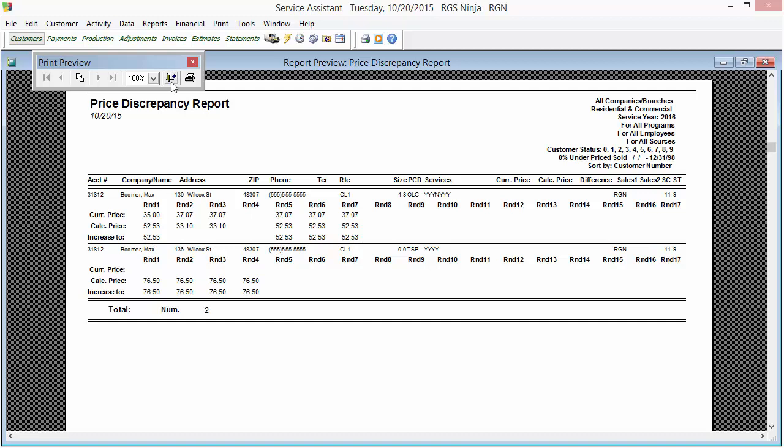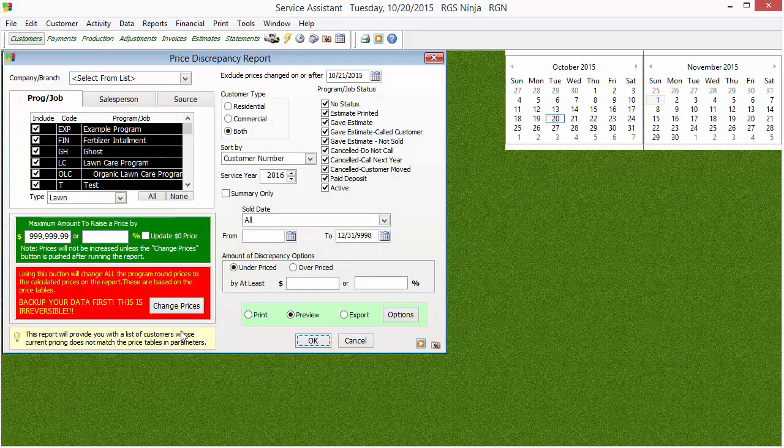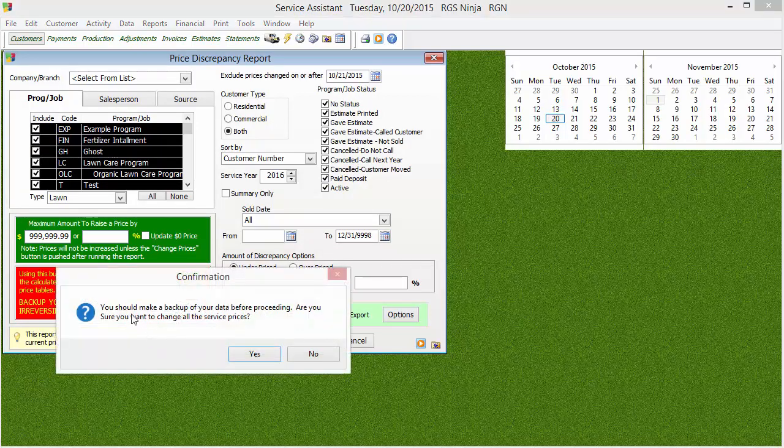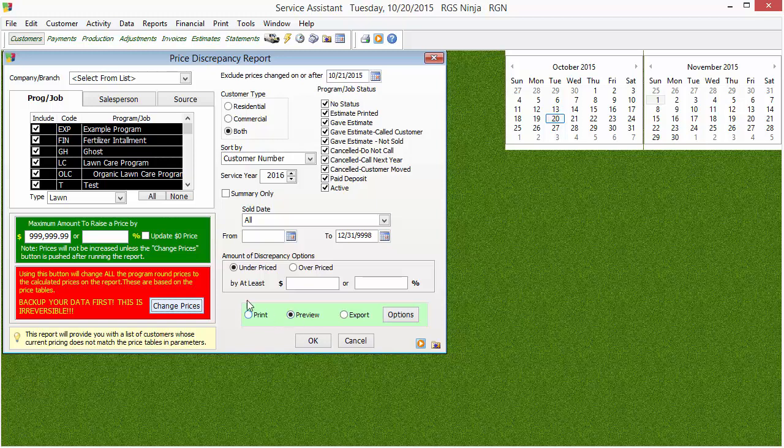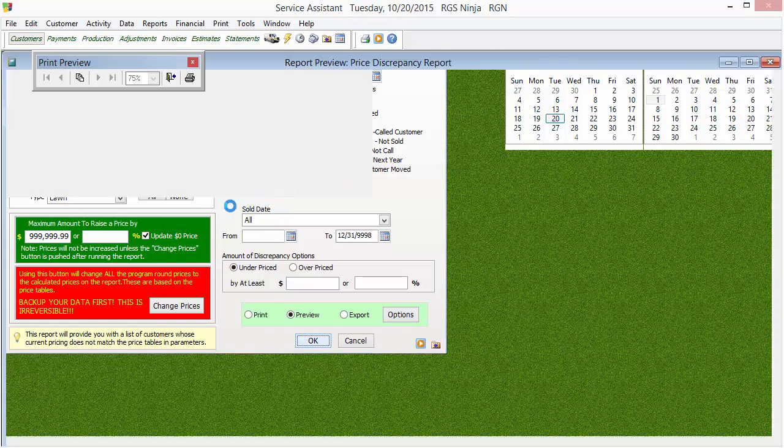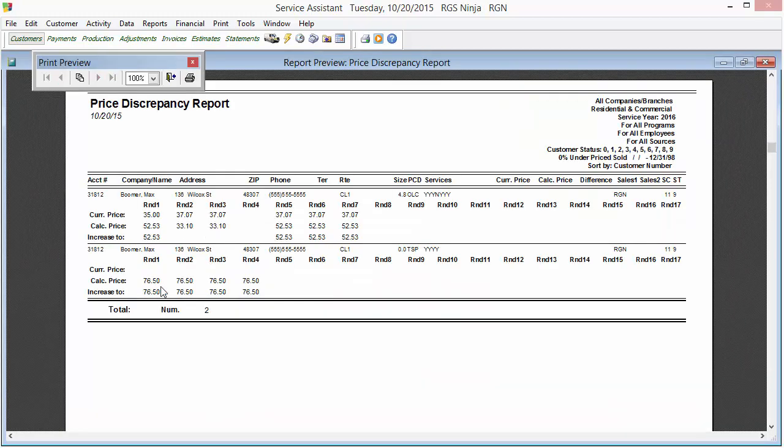Okay, now when we exit the preview, or if you'd export or print, you'll see that change prices button has now activated. Once this is active, if I click on this, it will ask me, do you want to make a backup? Are you sure? If I click yes, what's going to happen is everyone that's on that list will then be updated to what their price is supposed to be. Of course, if I want to update zero prices, I have to make sure to check mark that.